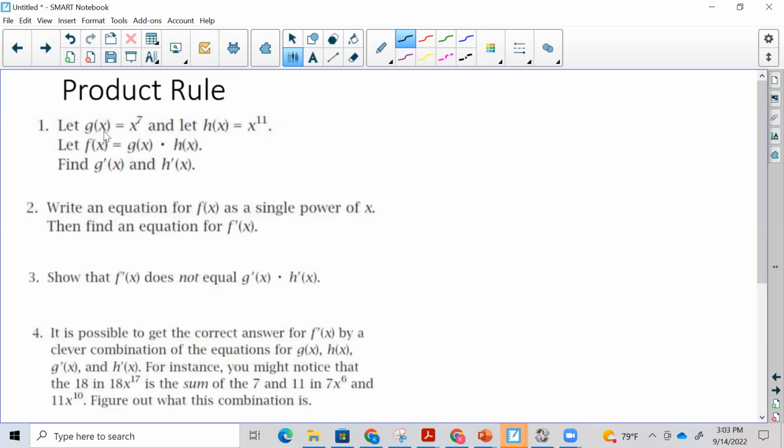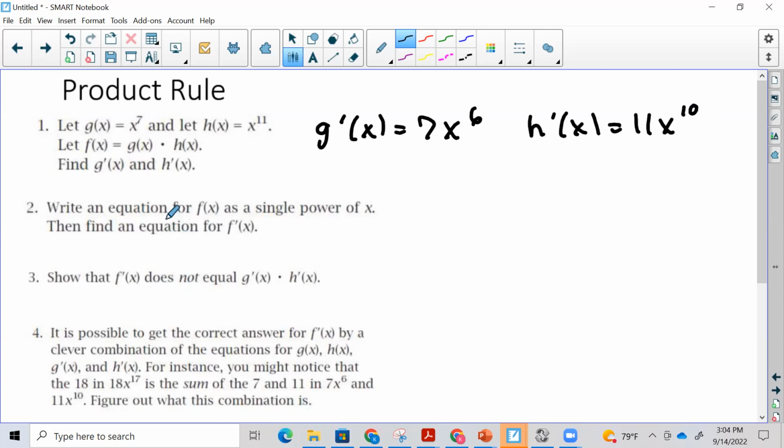So what we're going to do is find g prime of x and h prime of x, and we're saying g of x is x to the 7th, h of x is x to the 11th, and we're going to find f of x as g of x times h of x. So if I find g prime of x, we know that is 7x to the 6th. And if we find h prime of x, we know that that's 11x to the 10th.